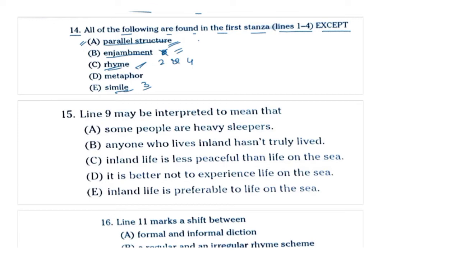So, the thing which is left with us is metaphor, which is, as far as I remember, not there. So metaphor would be the thing which is not there in the first stanza. Okay, so the correct answer would be number D. Let's move over to the next question.